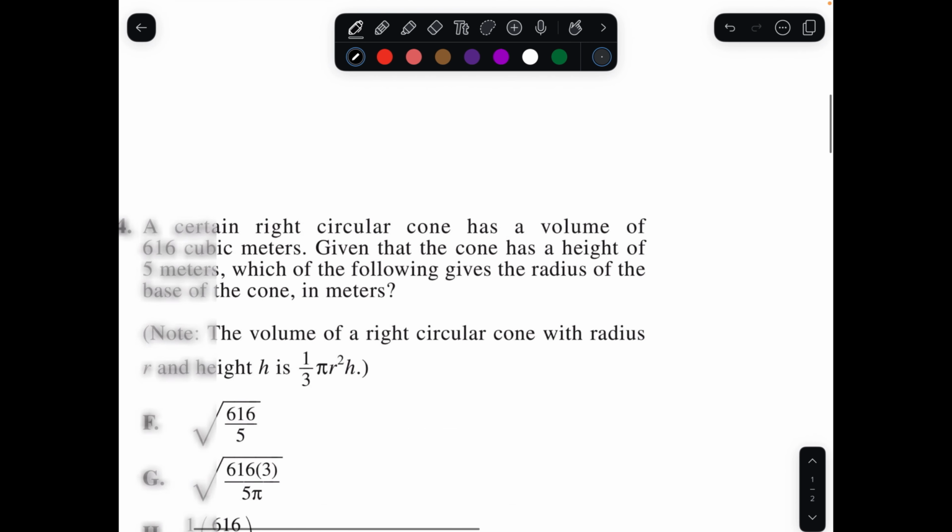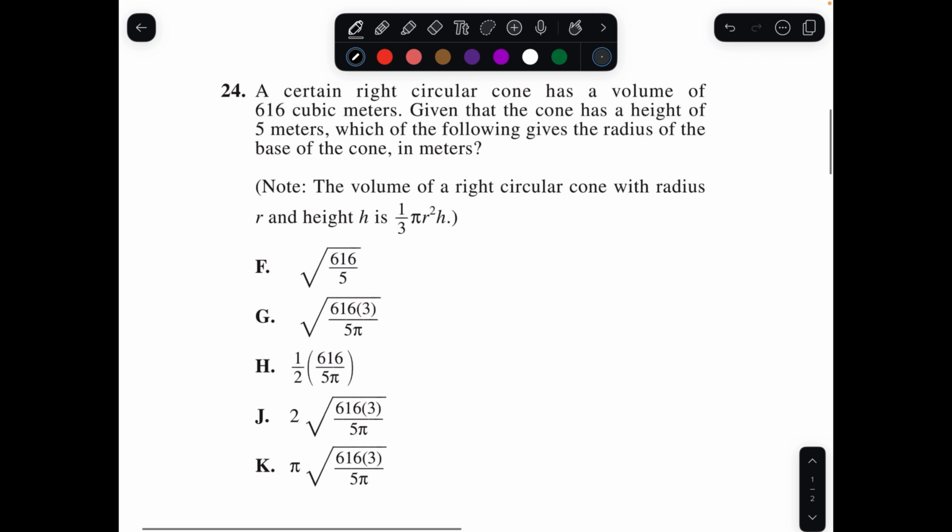On to the next question. Question 24, which says a certain right circular cone has a volume of 616 cubic meters. Given that the cone has a height of 5 meters, which of the following gives the radius of the base of the cone in meters? And it's given to us that the volume of a right circular cone with radius r and height h is 1/3 pi r squared h. So v equals 1/3 pi r squared h, right?